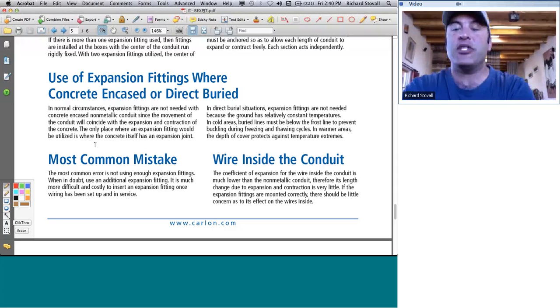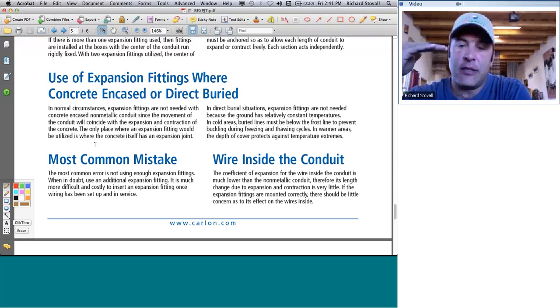The other consideration is in cold areas, buried lines must be below the frost line to prevent buckling during freezing and thawing cycles. Okay, so for the buried stuff, it needs to be below the frost line. Okay.